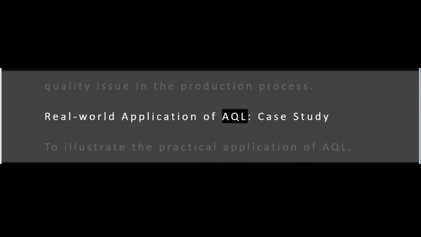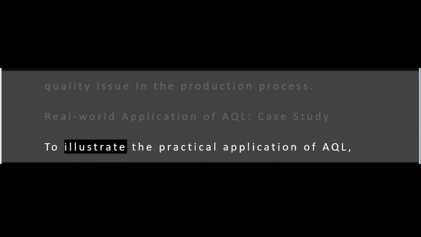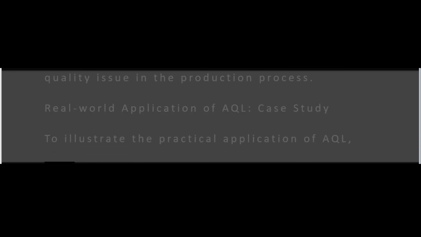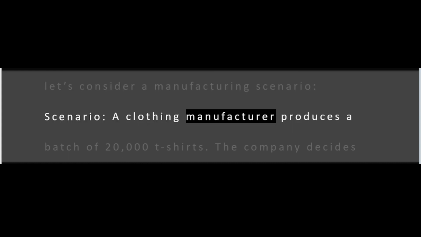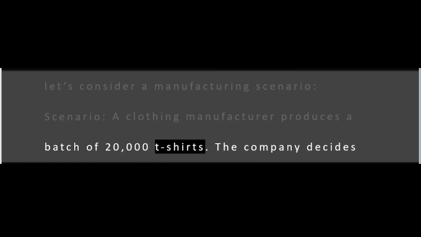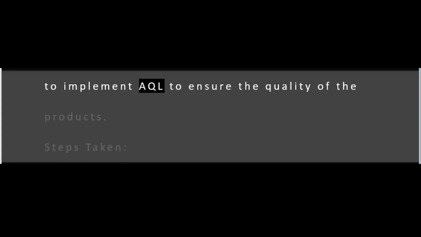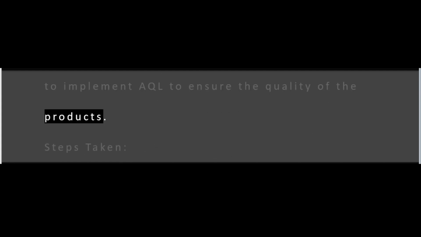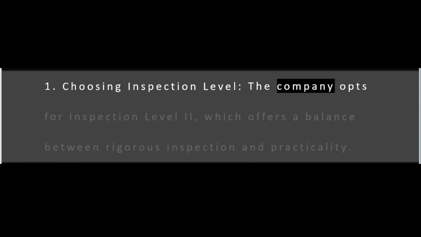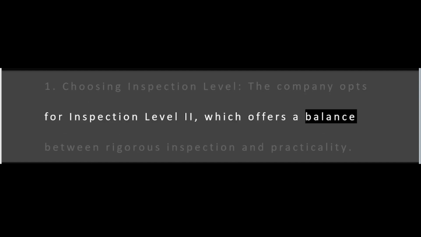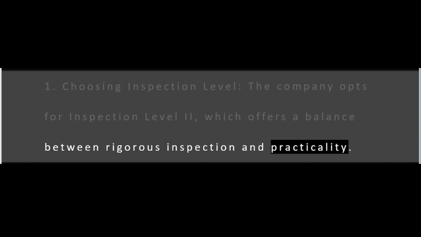Real-world application of AQL, case study. To illustrate the practical application of AQL, let's consider a manufacturing scenario. Scenario: a clothing manufacturer produces a batch of 20,000 t-shirts. The company decides to implement AQL to ensure the quality of the products. Steps taken. 1. Choosing inspection level. The company opts for inspection level 2, which offers a balance between rigorous inspection and practicality.